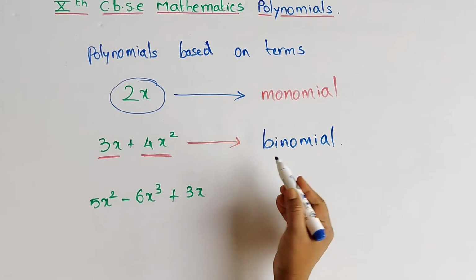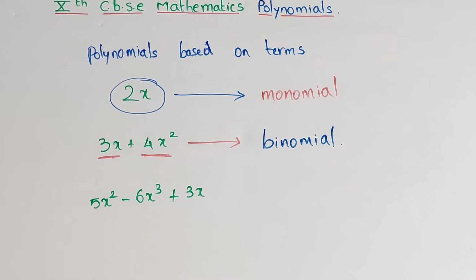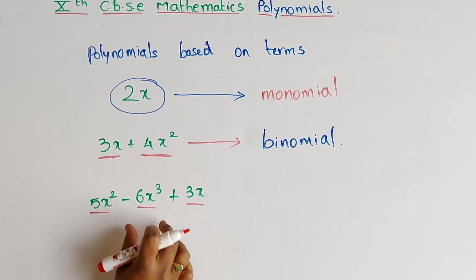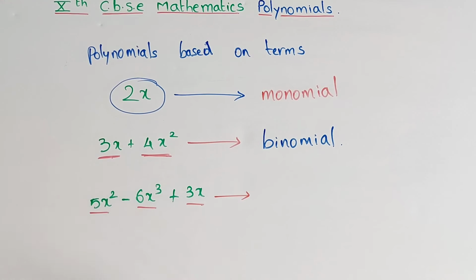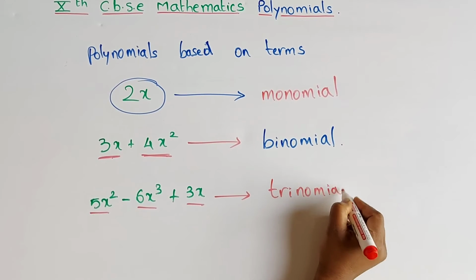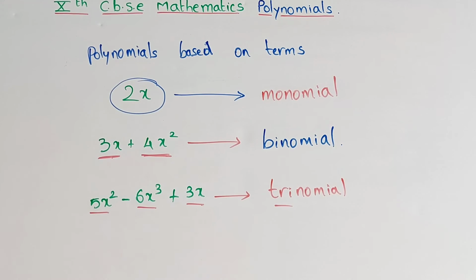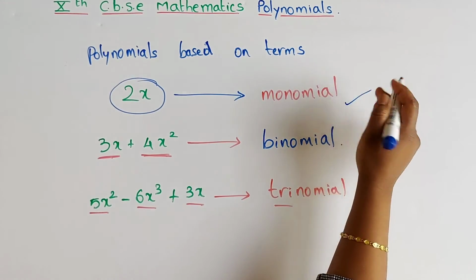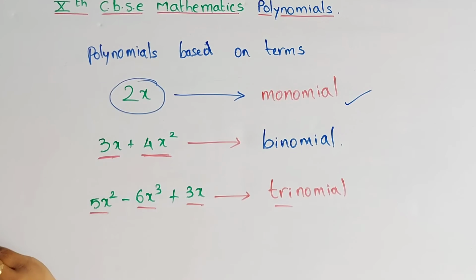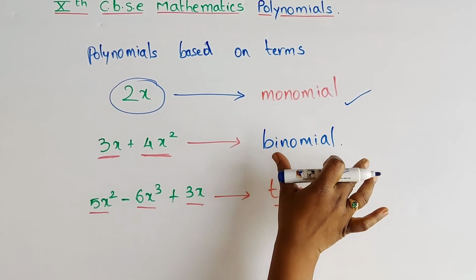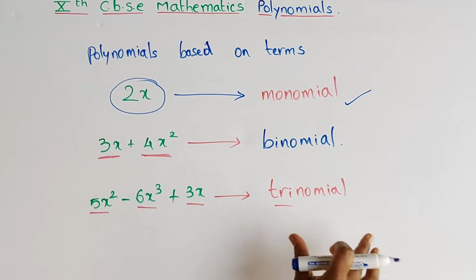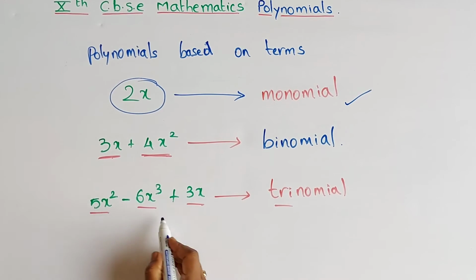You know, mono means single and bi means double. Correct. And here we have 1, 2, 3 terms. 1 term, 2 terms, 3 terms. So this is called trinomial. Tri means 3, you know. So this is a monomial, children. A monomial is a polynomial expression that contains only one term. Right? Now this is binomial, children. A binomial is a polynomial with two terms. A trinomial is a polynomial with 3 terms. Correct?